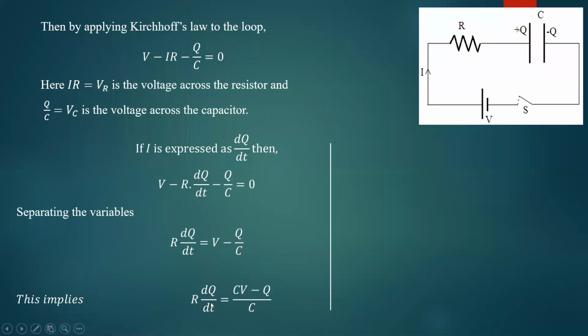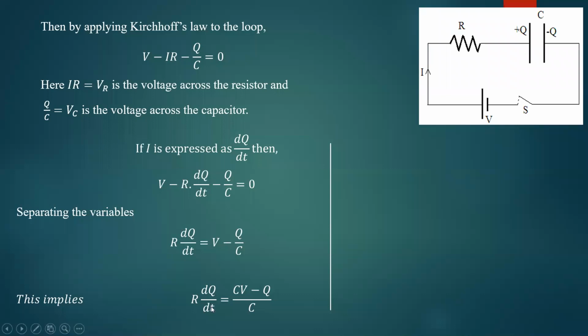You will get R dq by dt is equal to CV minus q divided by C, where C is taken as an LCM. You will get C into V here minus q divided by C. Okay, next do the separation of variables. dq, terms containing q should be taken on one side. Terms containing time t will be taken on the other side.